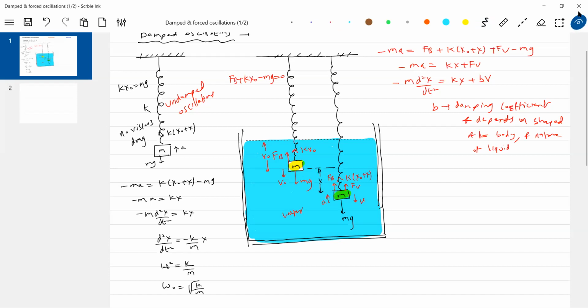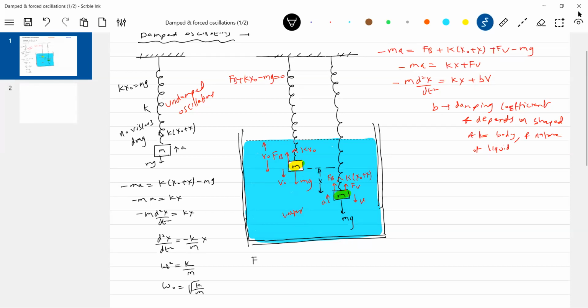So this particular damping coefficient, what does it depend on? Damping coefficient depends on the shape of the body and the nature of the liquid. Take water, oil, honey, milk, different types of liquid. For different types of liquid, this damping coefficient will be different. You may get confused, sir, what is that?